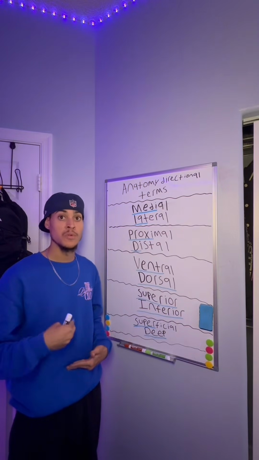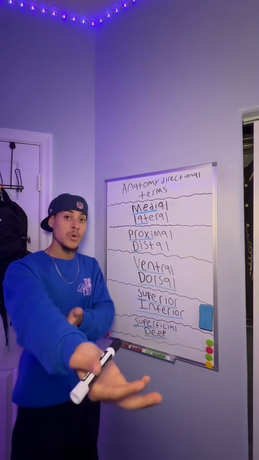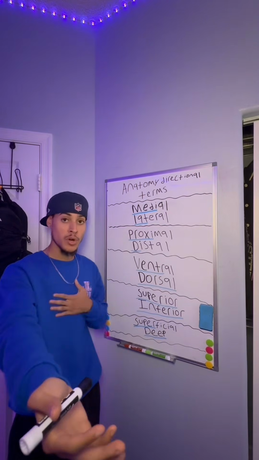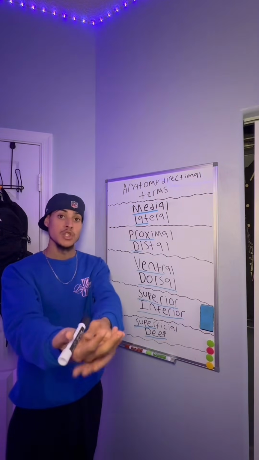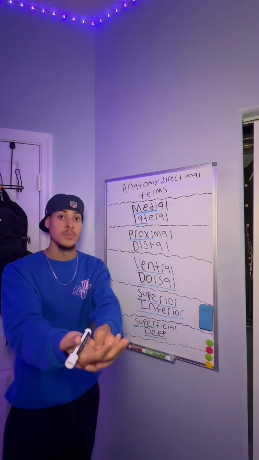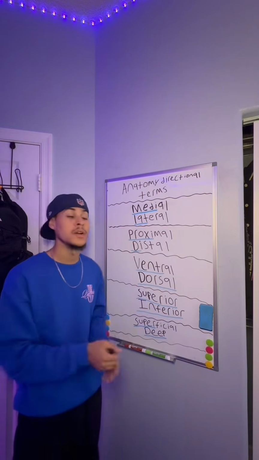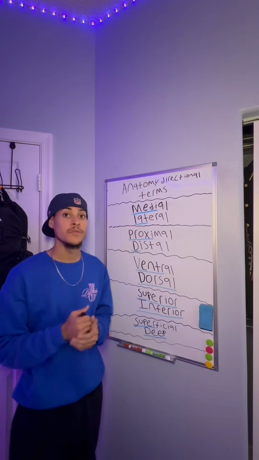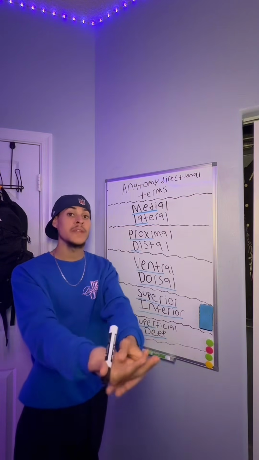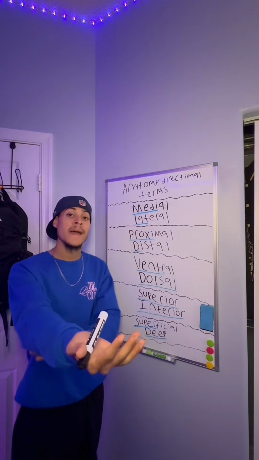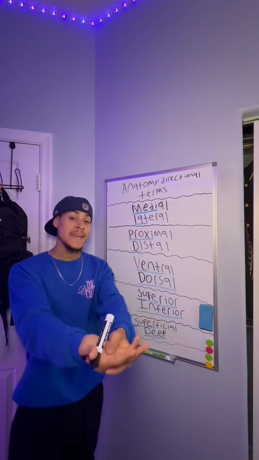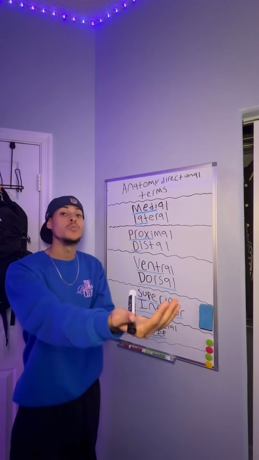So with proximal, for example, my elbow is closer to my trunk than my hand is. So my elbow is going to be proximal to my hand. Distal, this is going to be further down from the trunk, D and down. So for example, my hand is further down to my trunk than my elbow is. So my hand is going to be distal to my elbow.